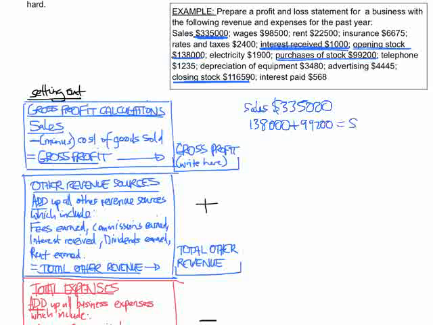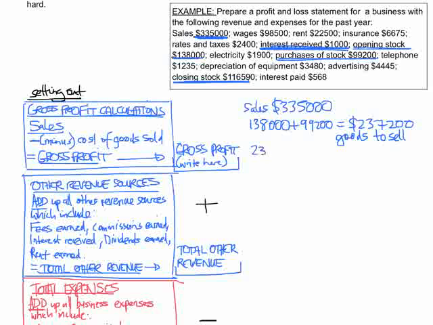So that's going to be 237,200 goods available for sale, or to sell, to make it shorter. And then they ended up with a closing stock of 116,590. So to work out cost of goods sold, you have to subtract that from their goods to sell.